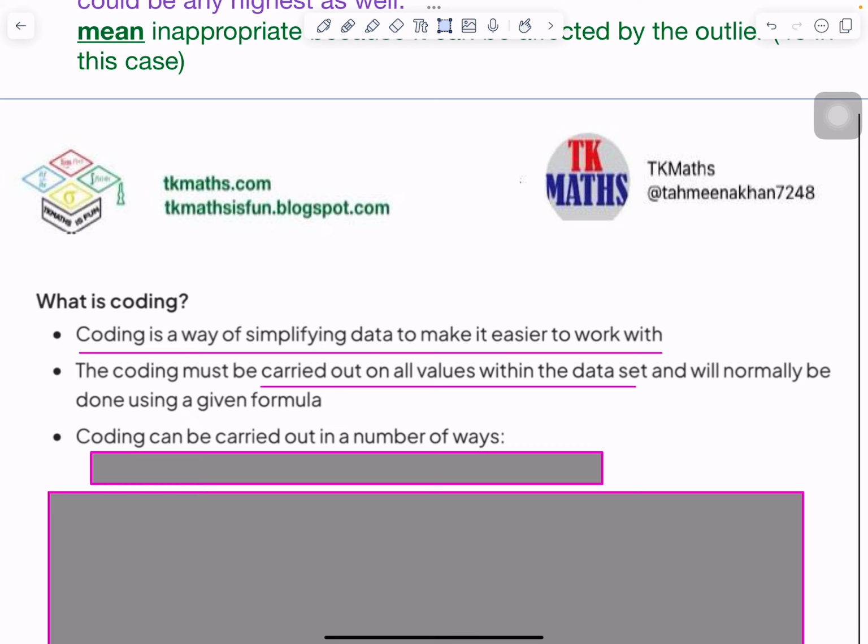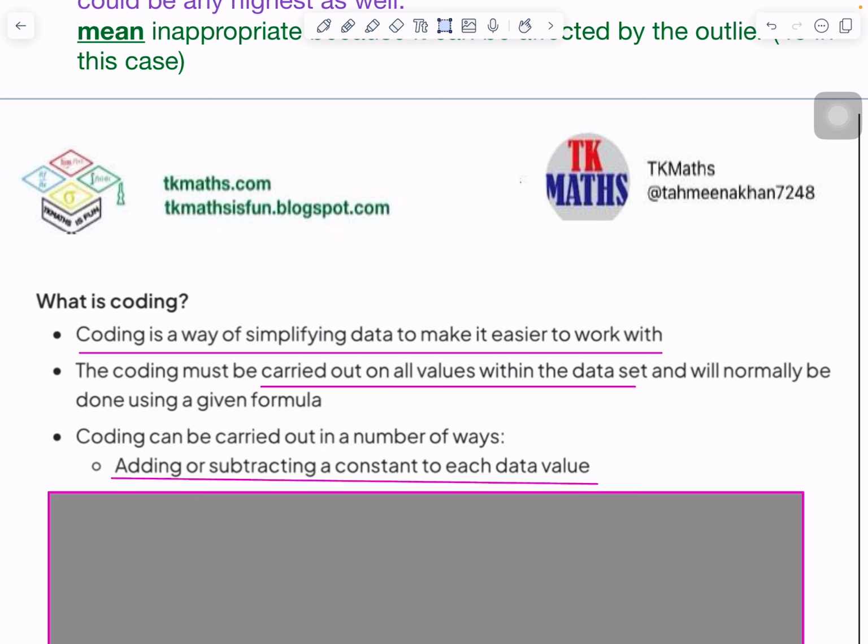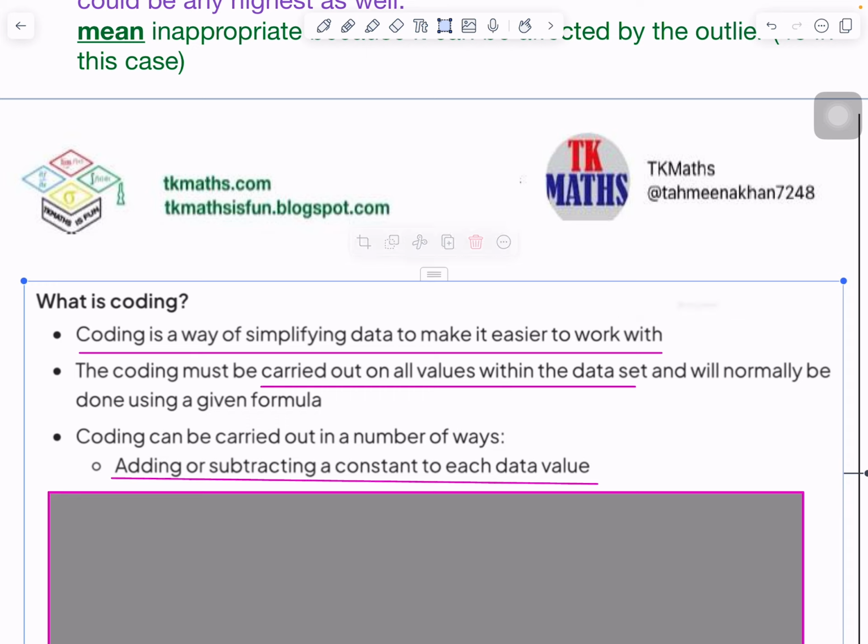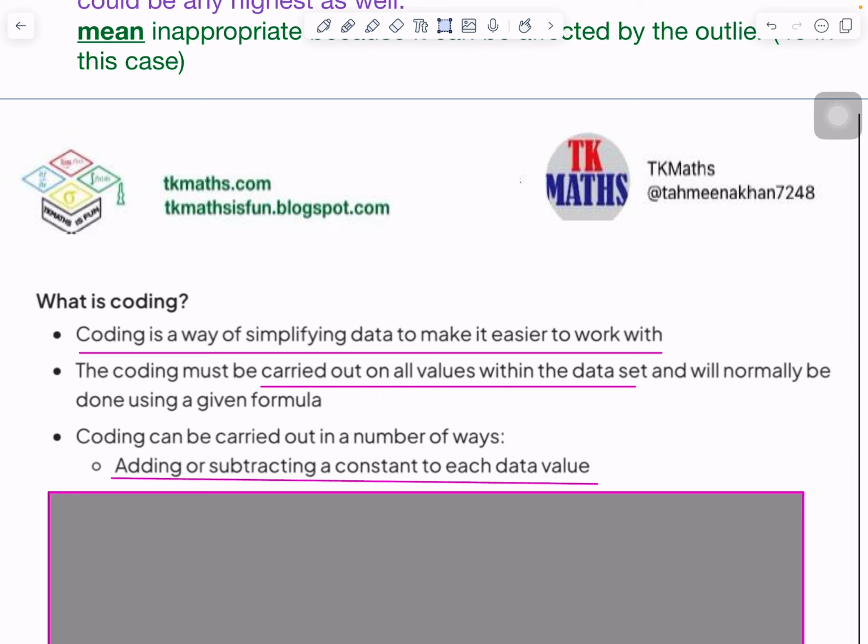Whatever the data is given to you, the value is applied on all the data. Now what does this value mean? Don't worry, we will see in the example. And in our syllabus, we apply coding in terms of adding or subtracting a constant value in each term. So these are the three points you will see, and then you will actually understand what coding is. Right now you understand only one thing, that coding is applied to simplify the data so that it can be worked with.